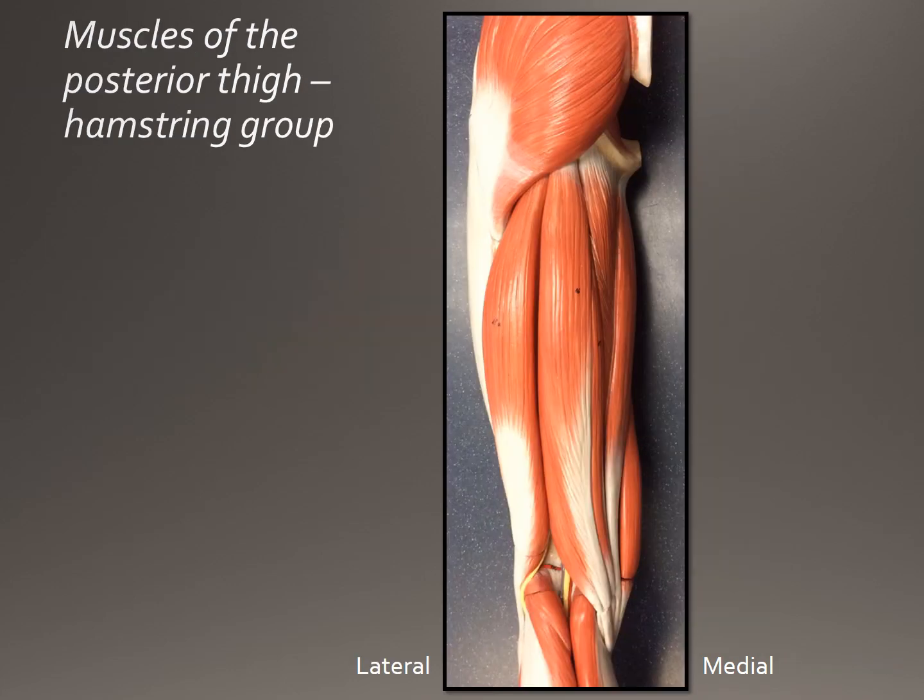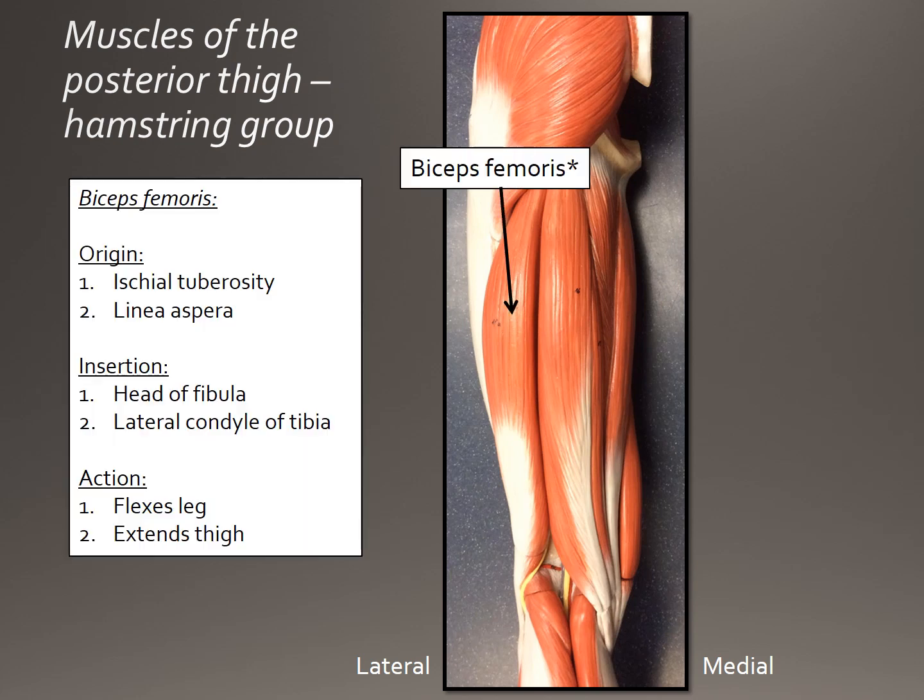Now we're looking at the posterior thigh, and this is going to be the other group of muscles that we have in this lab, and this is the hamstring group. The hamstring group is made up of 3 muscles. One is on the lateral side and 2 are on the medial side. On the lateral side of the posterior thigh, we have the biceps femoris.